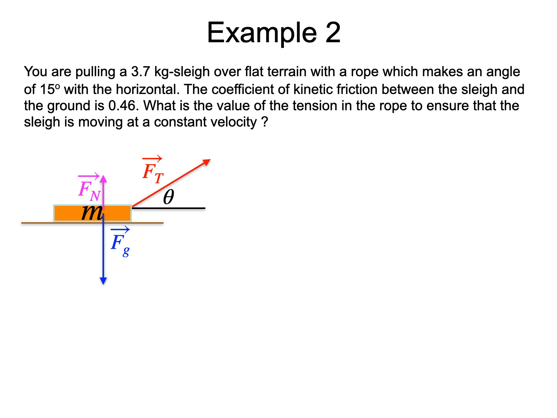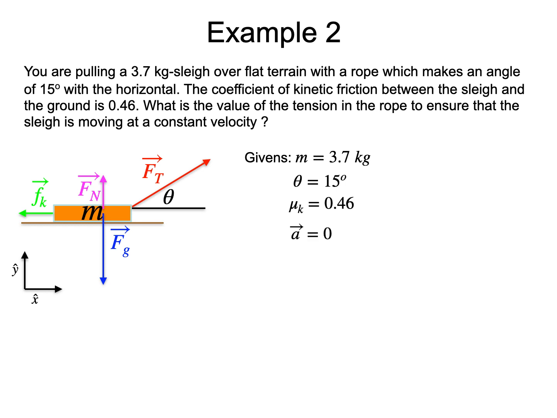Without friction, the only horizontal force is the horizontal part of the force of tension, so the sliding would be to the right. The kinetic friction force would oppose that and point to the left. We will use the following reference directions. Our givens are the mass of the sleigh, the angle that the rope makes with the horizontal, the coefficient of kinetic friction, and because the sleigh has a constant velocity, the acceleration is 0.